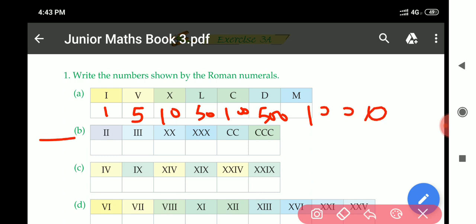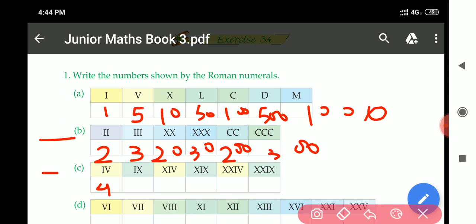Now part B, this is 2, 3, 20, this is 30, CC. C means 100 and CC means 200 and this is 300. Now part C, this is 4, 9, 10, 1, 5. It means this is 10 plus 4. This is 4. Okay, so this is 14, 19, 24, 29.